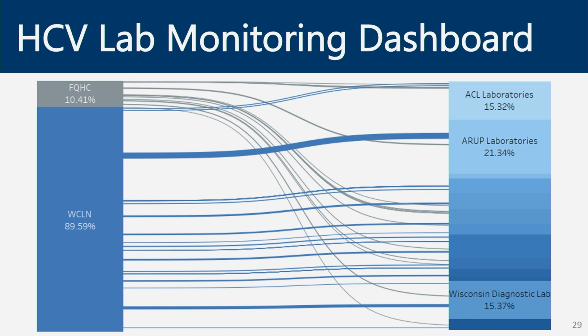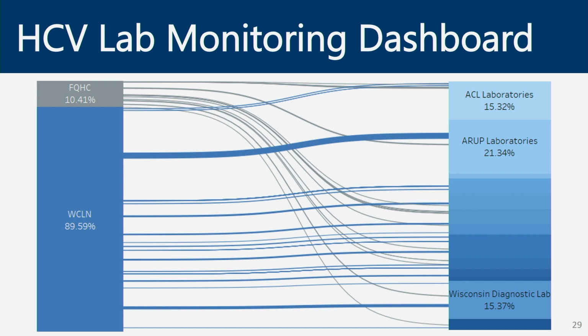So our Hep C epidemiologist built a dashboard so we could really dig in and see which reference labs are being used the most often. And we can see that ACL, ARUP, and WDL make up more than half of the lab samples that are sent to reference labs. It's great to know that the WCLN has such strong relationships with these really large reference labs, because as we continue to improve viral hepatitis testing and results reporting, it's these strong relationships that are going to allow us to improve things across multiple sectors.